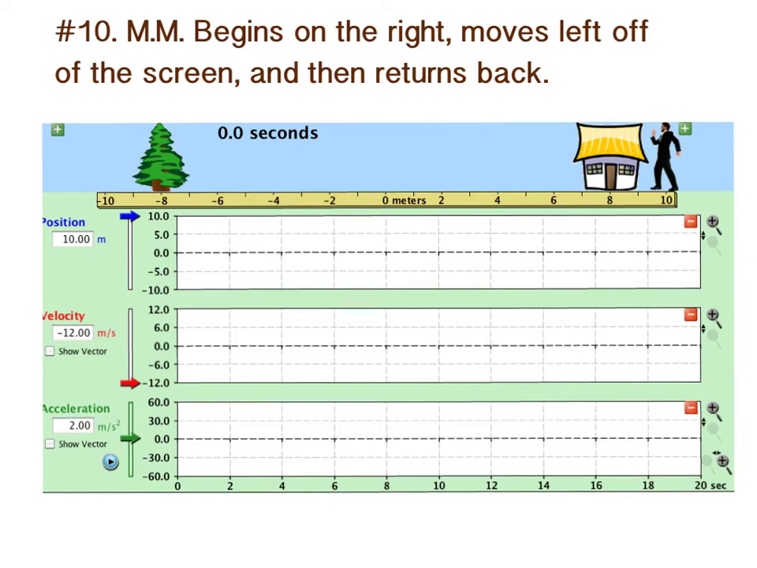So the last time we were moving to the right and then to the left, and we had to have a positive velocity and then a negative acceleration. Well, this time we're going from the right to the left, which means our velocity now has to be negative. So we put a negative 12 meters per second in. Then he's got to come back this way, which means his acceleration has to be positive now. So I put 2 meters per second squared. Note the units. We're going to get into the units eventually, but for right now, we just want to be accurate. So if we press the play button, this is what's going to happen.